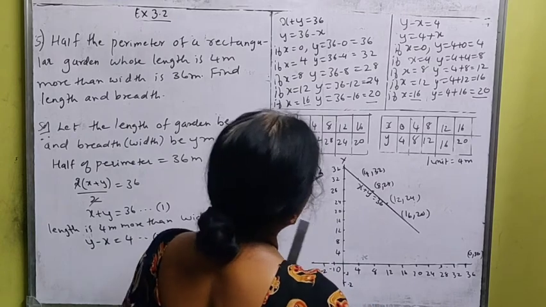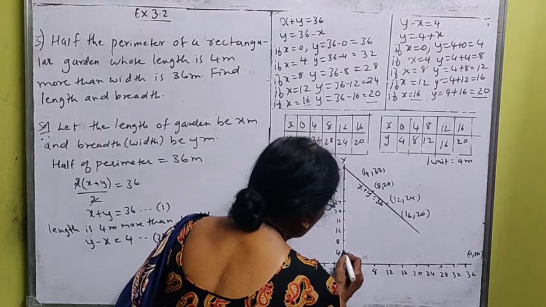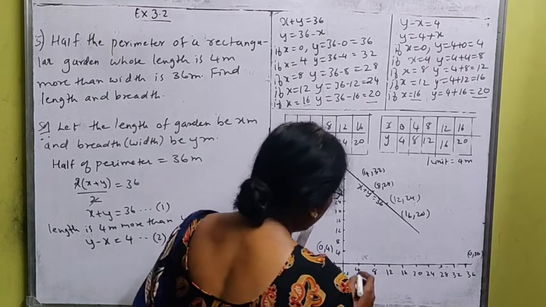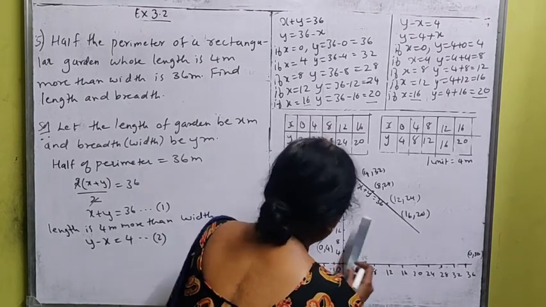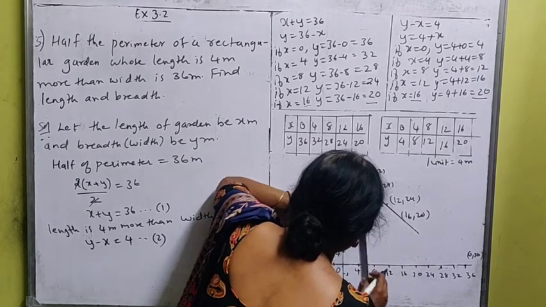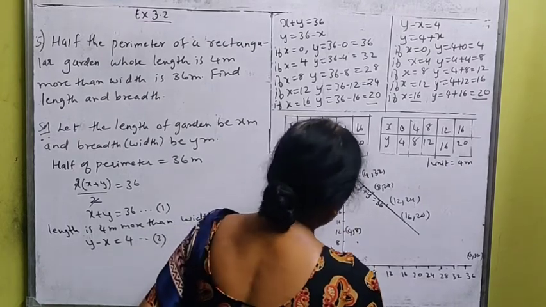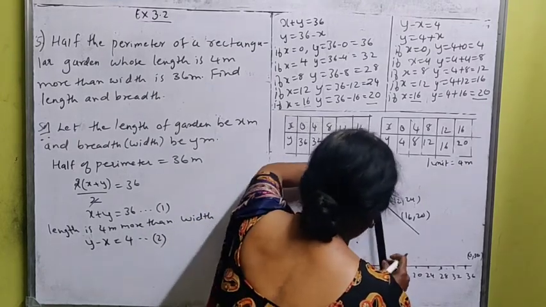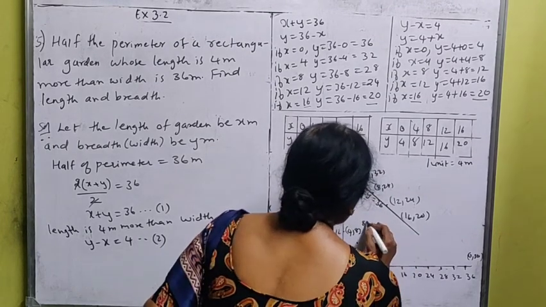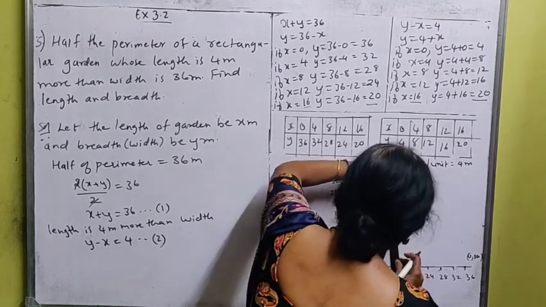Let us see the second graph. What is the second graph given? 0, 4. Next, 4, 8. So this is 4 and 8. Next is 8 and 12. Next is 12 and 16.